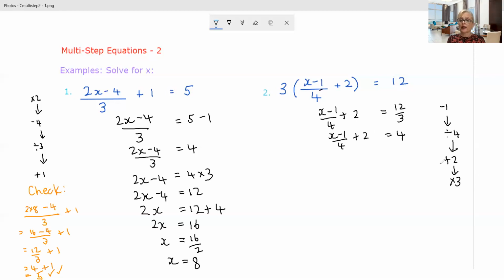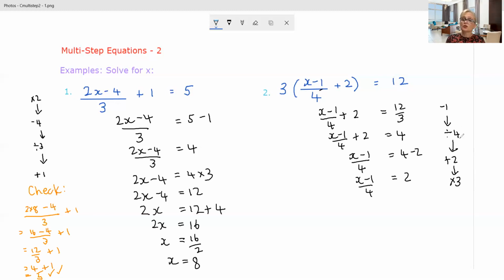Now we've got to undo adding 2. How do we undo adding 2? By subtracting 2. So x minus 1 on 4 is 4 minus 2. So x minus 1 on 4 is 2. So now that's been successfully undone.